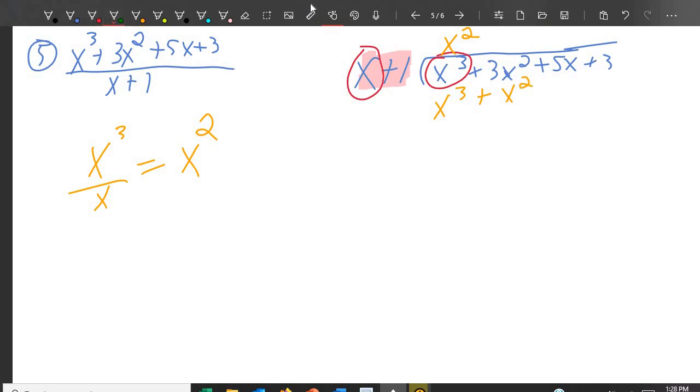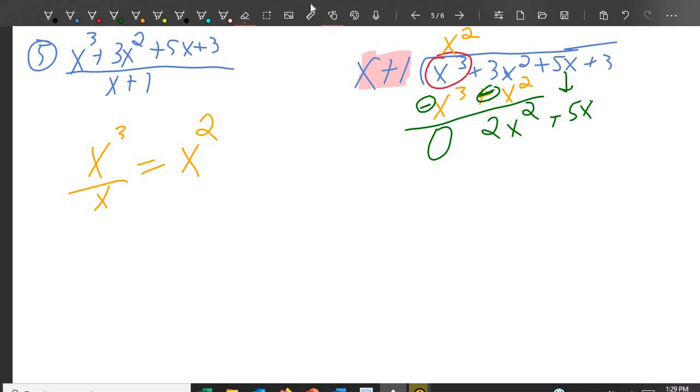Now we're at the point where we have to change the signs. This positive x cubed becomes negative. This positive x squared becomes negative. Combine them together, that gives me a 0 here. I've got 3x squared minus x squared, that gives me a 2x squared. Then I bring down the next term. And now we start over.